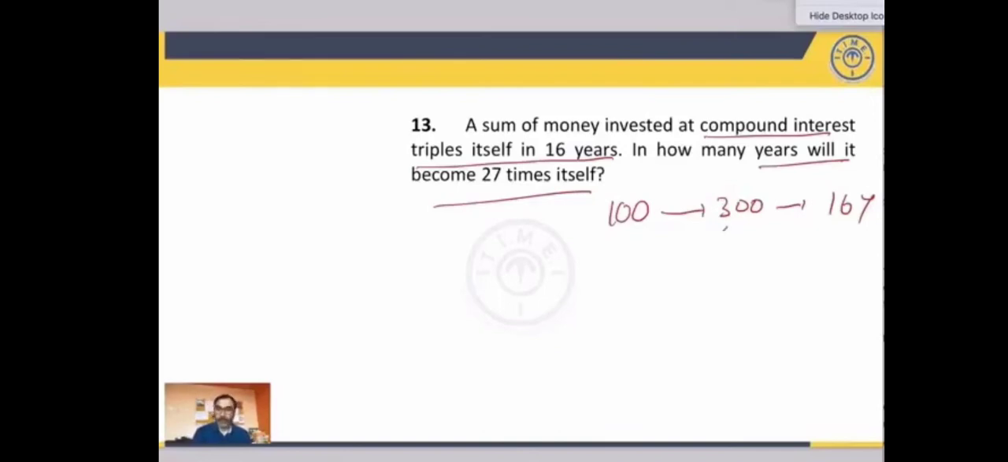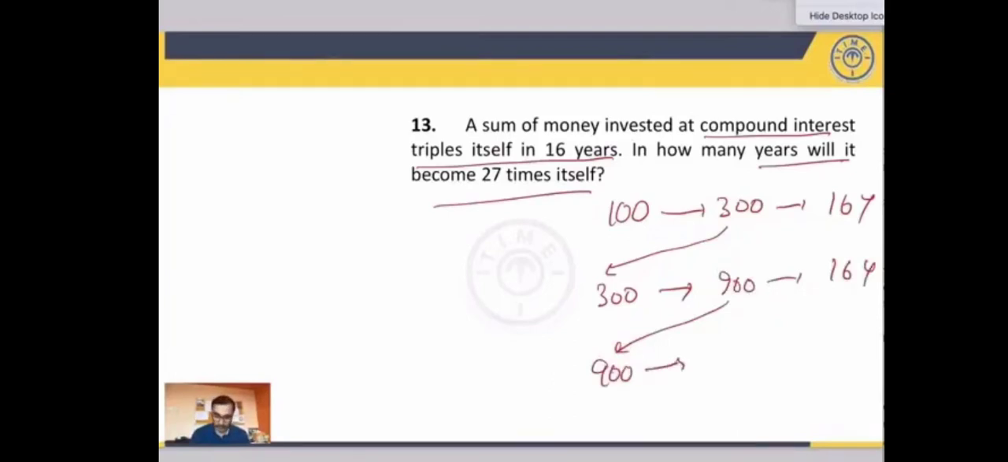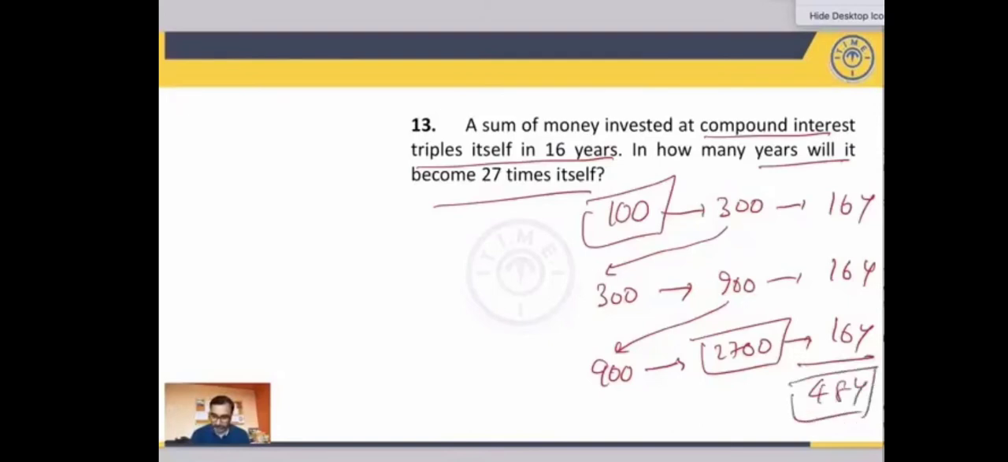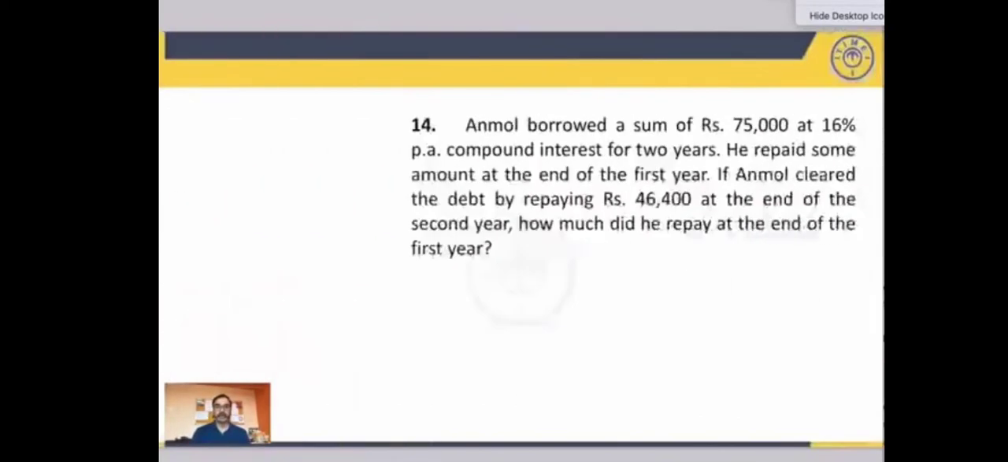Now the amount at the end of one period becomes the principal for the next, that is 300 would become 3 times, that is 900, in another 16 years. The amount at the end of that period, 900, will become 3 times the value, that is 2,700, in another 16 years. So 100 rupees is becoming 2,700, that is 27 times itself. In how many years totally? 16, 16, 16, that is 48 years. Let's move to the next one.